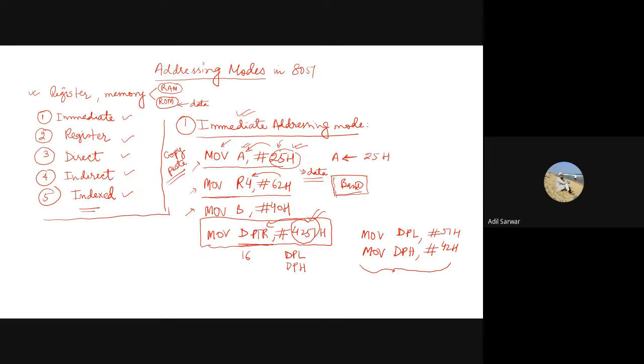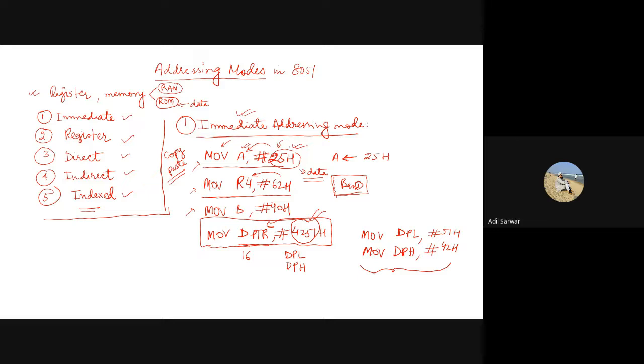Please remember that whenever you are writing a number, it has to be preceded by a hash sign for the microcontroller to understand that the number which it is dealing with is data and not a memory address. So this is immediate addressing mode.